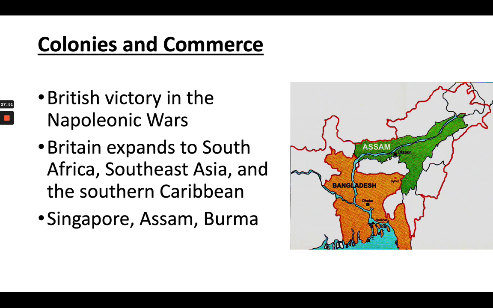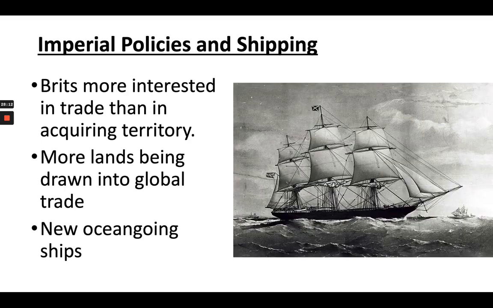You will also see the British establish a series of strategic outposts in Southeast Asia, specifically Singapore, Assam, and Burma. Assam's not an independent country, it's just a region now, but sort of part of Myanmar. In general, the British will be really much more interested in trade than territory.